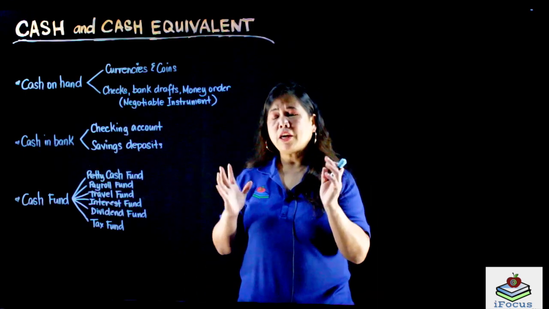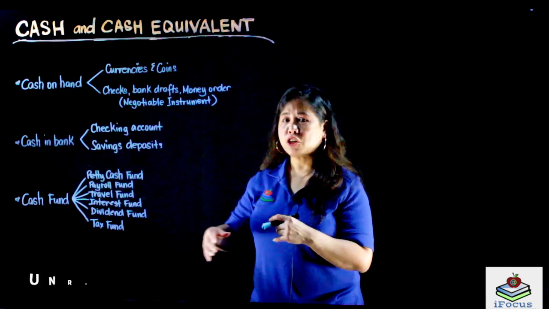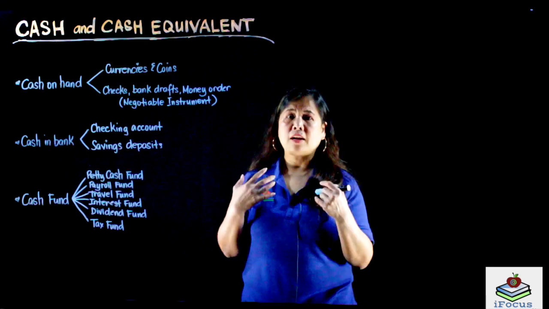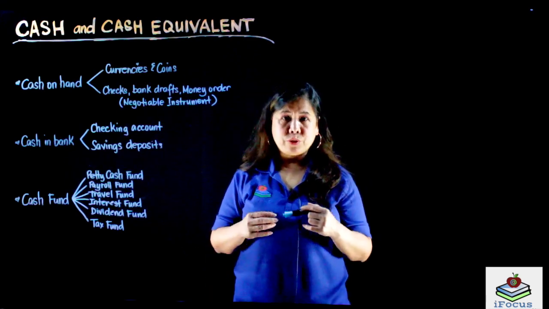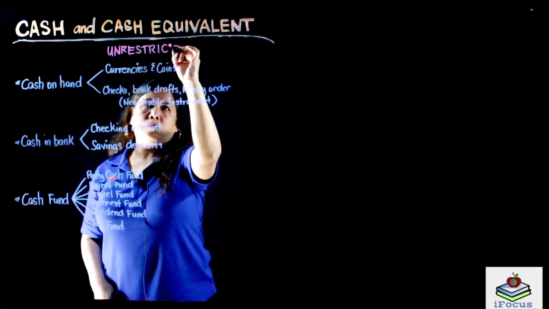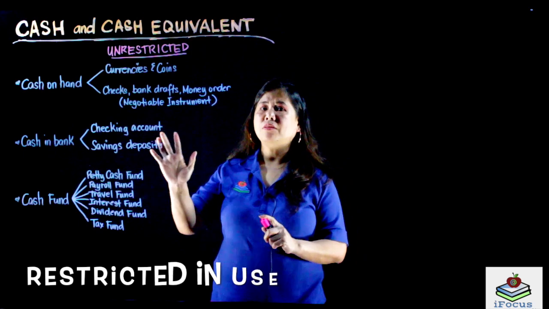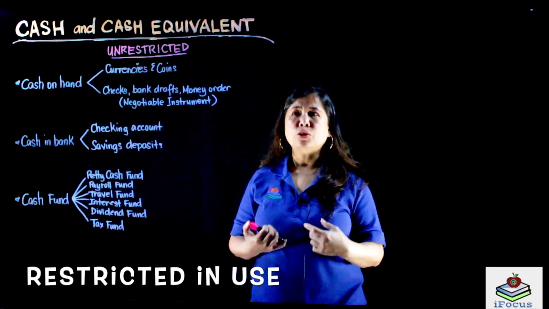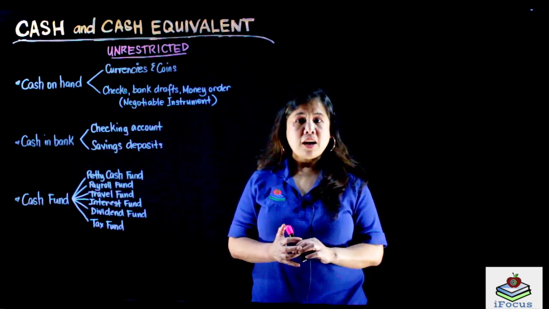So, ang pinaka-importante dito sa cash na account, this cash should be unrestricted. So, para ma-include natin ito sa account na cash, lahat ng ito should be unrestricted. Pero kapag ang mga amount na ito ay restricted in use, cannot include this in the account cash. Hindi natin pwedeng isama sa account na cash.